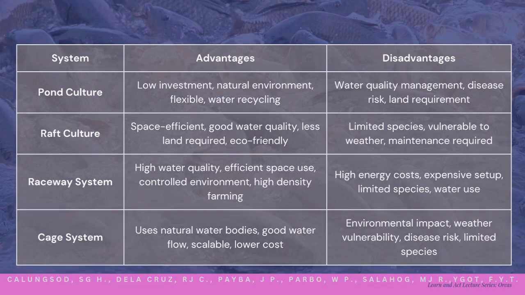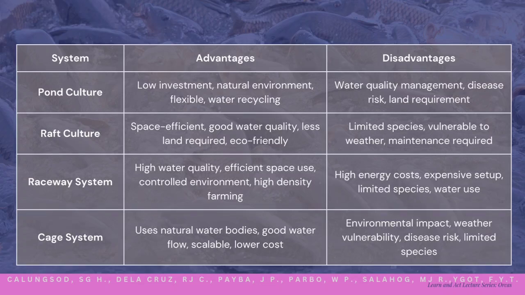For our disadvantages, we have the vulnerability to weather. Rafts can be damaged by strong waves, storms, or other harsh conditions. Second, we have the limited to mollusks. This system is only suitable for species like mussels and oysters, which may limit its versatility. Third, potential for overcrowding. Overloading the raft can reduce water quality and impact the growth rate of the organisms.